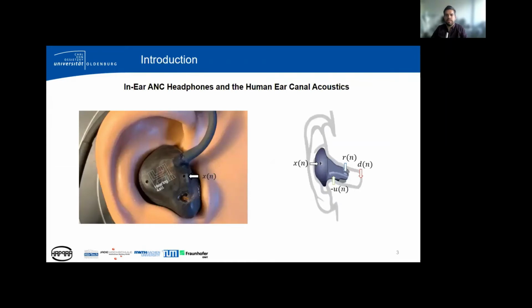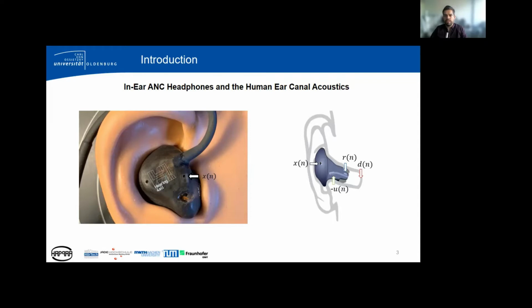ANC headphones aim at minimizing the environmental noise at the listener's ears. These devices combine the passive attenuation achieved by the construction materials of the headphone and the active attenuation achieved by means of ANC. While passive attenuation is mainly effective in the mid and high frequencies, ANC is mainly effective in the low frequencies. At the right-hand side, you can see a typical in-ear headphone.